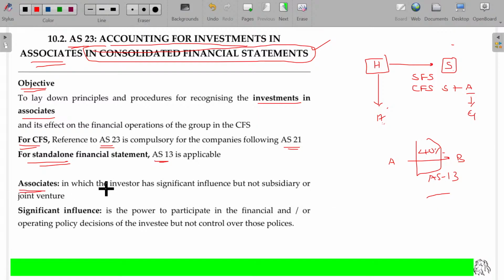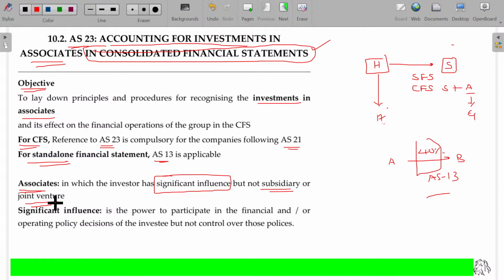Associate: a company in which the investor has significant influence, but which is not a subsidiary or joint venture. It should not be a subsidiary or joint venture. Clear? Significant influence. Whatever the management decisions are, if the holding company can influence those decisions, then this is called significant influence.